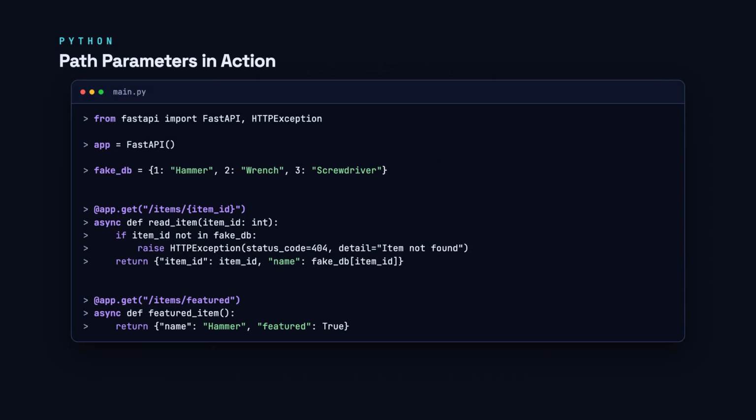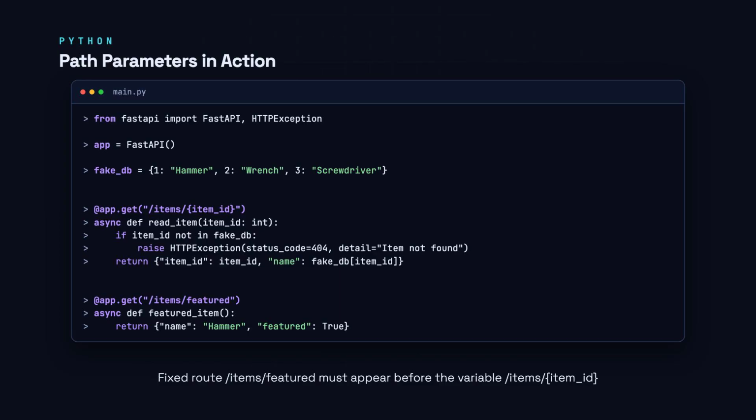We import FastAPI and HTTPException, then create the app instance. The decorator @app.get with the string /items/{item_id} declares the path parameter. The handler function read_item accepts item_id annotated as int. The type hint is all FastAPI needs to convert the URL segment and validate it. Inside the function, we check whether the ID exists in our fake database and raise a 404 if not.